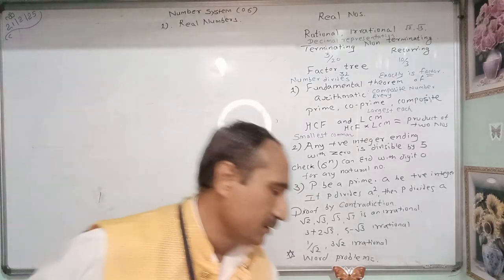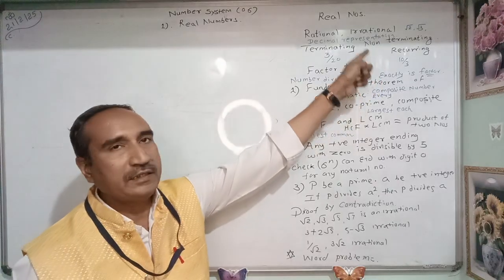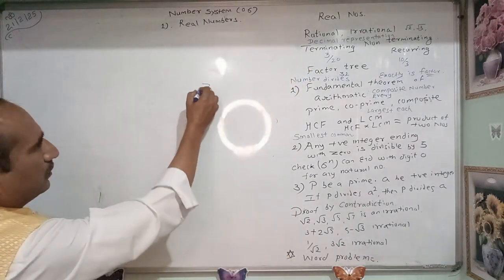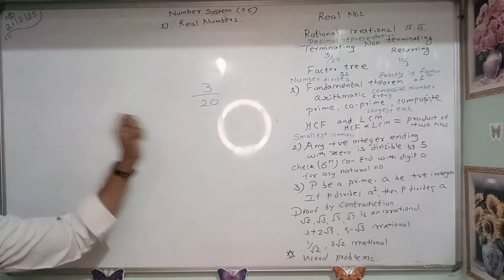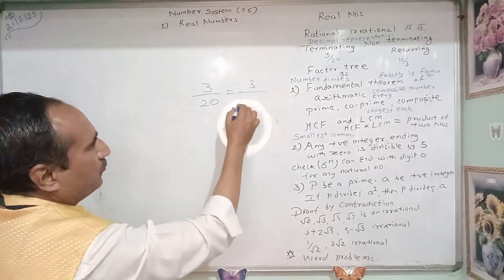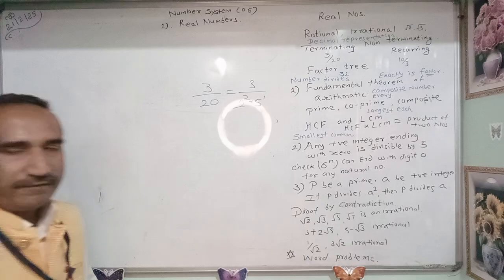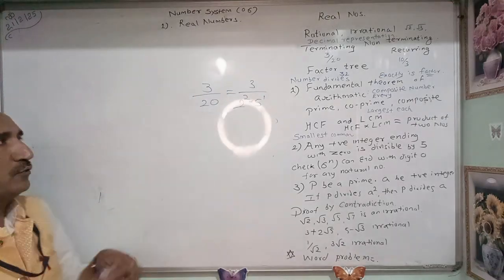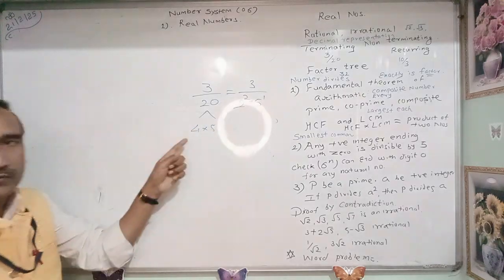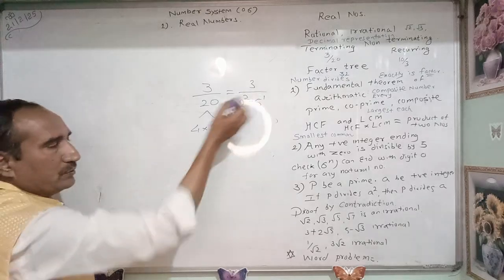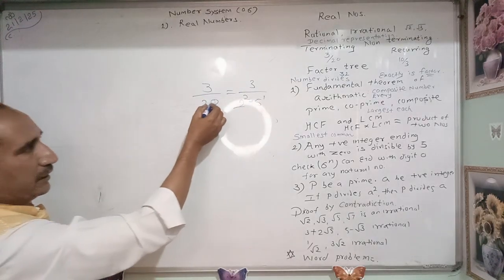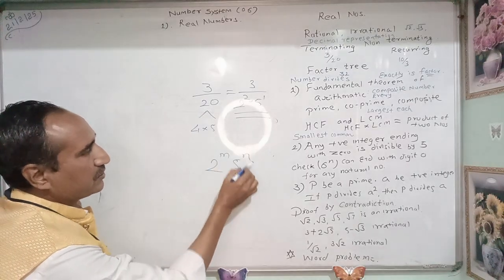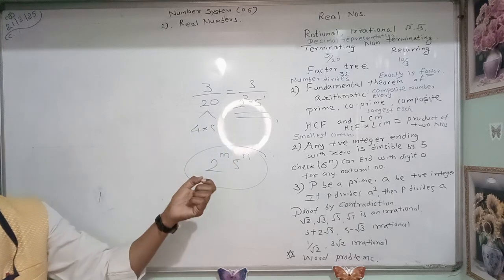In rational numbers, terminating and non-terminating recurring numbers are included. Now, what is terminating? A number whose denominator can be expressed in the form of 2 raised to a power and 5 raised to a power. Suppose 3 upon 20. 4 fives are 20, and 4 is a power of 2 and 5 is 5 to the power 1. So whenever the denominator of a number can be expressed in terms of 2 raised to m, 5 raised to n, then the number is called terminating.